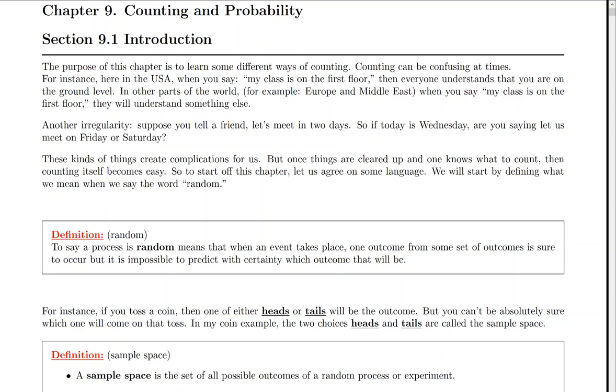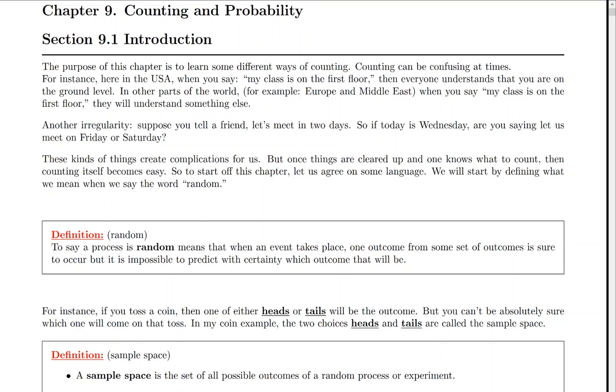Chapter 9 is going to teach us how to do some counting and probability. If you haven't read the section in the book, I would highly recommend that you stop the video and read the relevant pages in the book so that you can get an idea of what we're going to be doing here and why this is relevant.